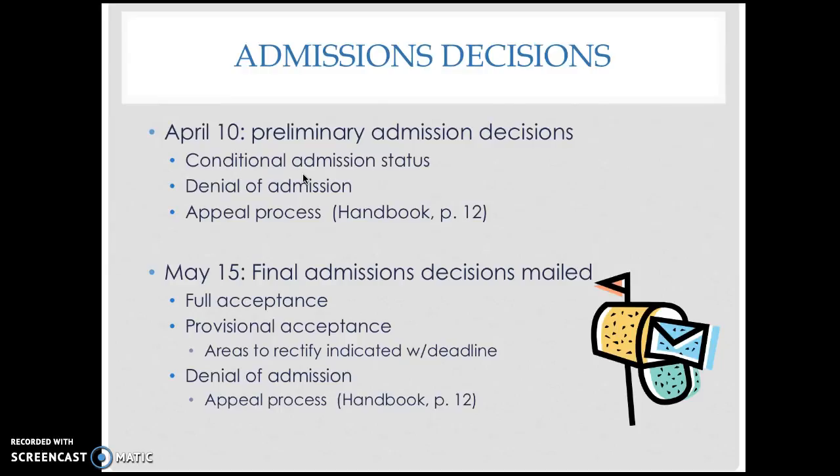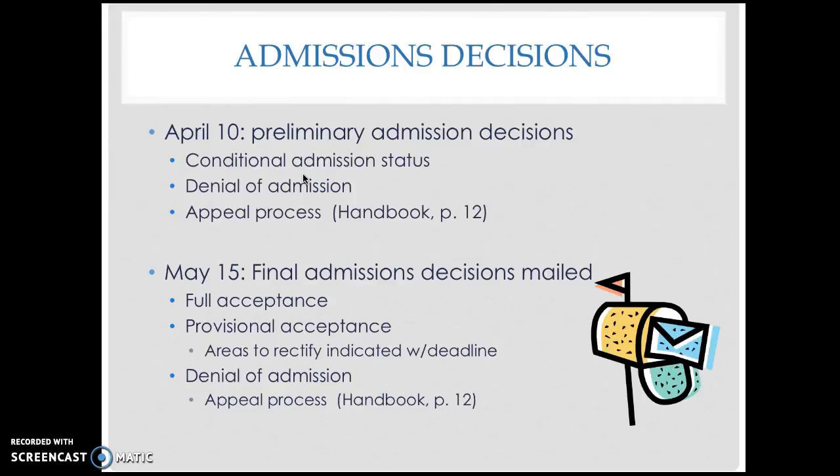If you are denied admission, there is a formal appeal process in the curriculum handbook, so you're encouraged to read about that. Basically, this conditional admission means that you're admitted pending the submission of final grades at the end of the semester. Then on May 15th, final admission decisions are mailed. At that point, there can be 3 actions.